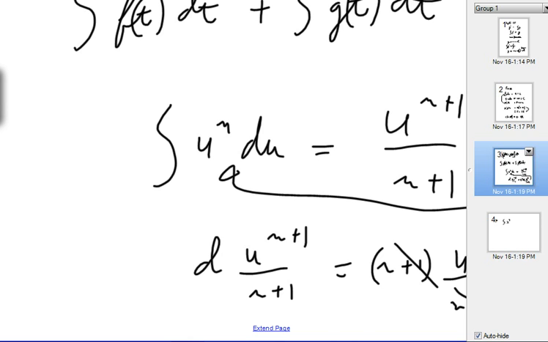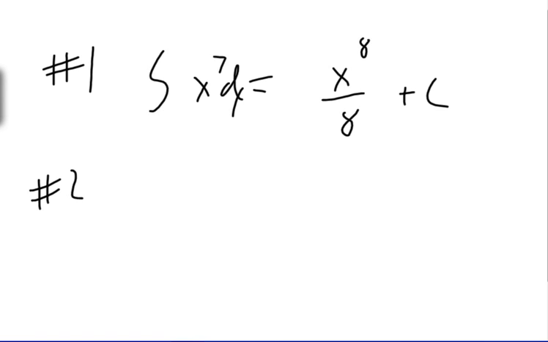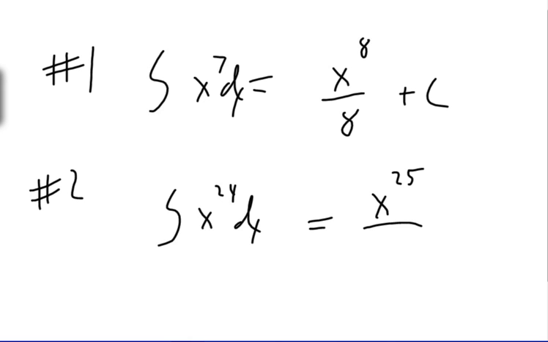Okay, back to number 1. X to the 8th divided by 8 plus some constant of integration c. Number 2, x to the 24th. Wait a minute, x to the 25th, divided by 25 plus c.